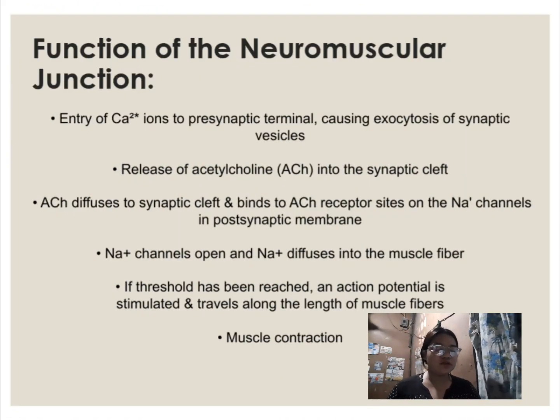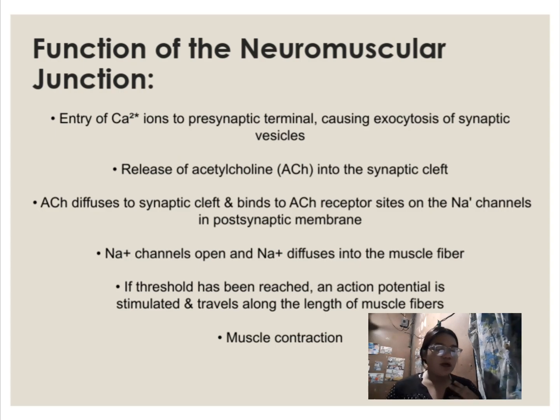Here are the functions of the neuromuscular junction. First, when an action potential reaches the presynaptic terminal of a motor neuron, it causes gated calcium ion channels in the cell membrane of the axon to open. As a result, calcium ions diffuse into the axon terminal.